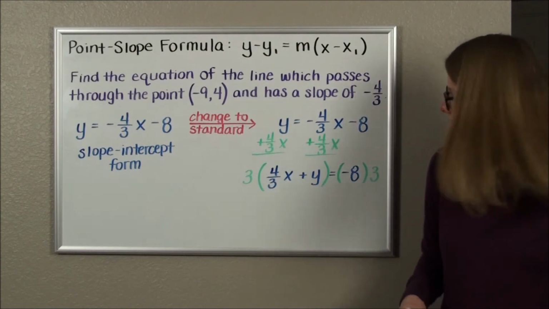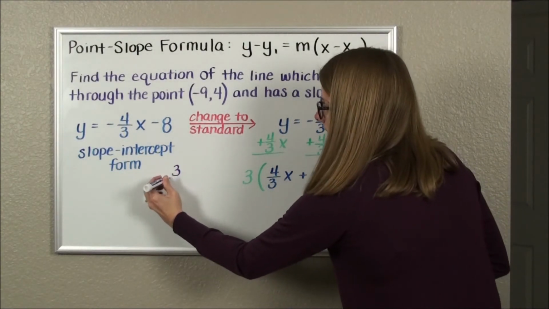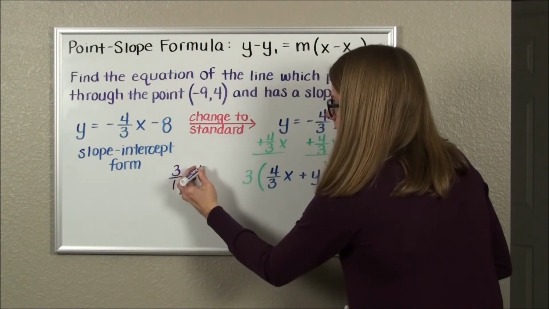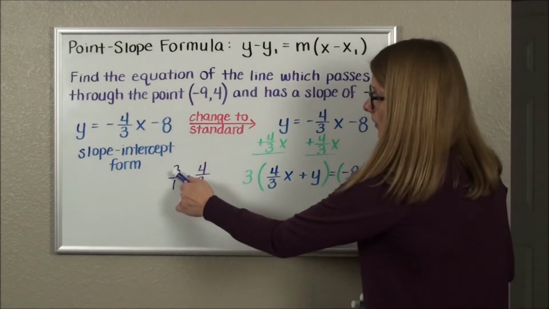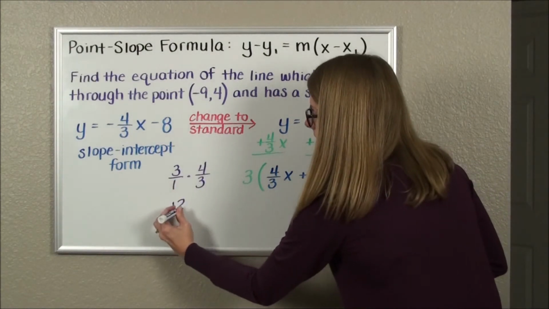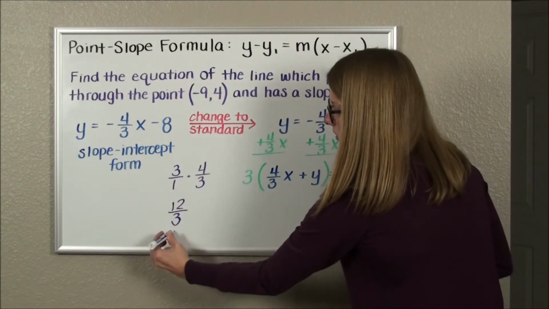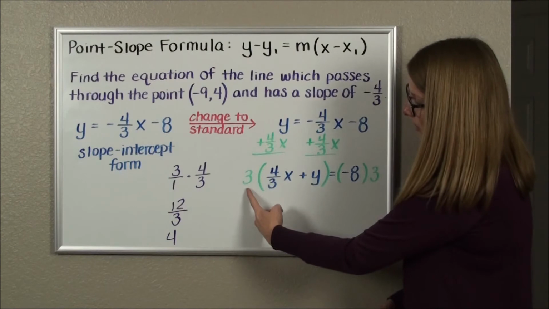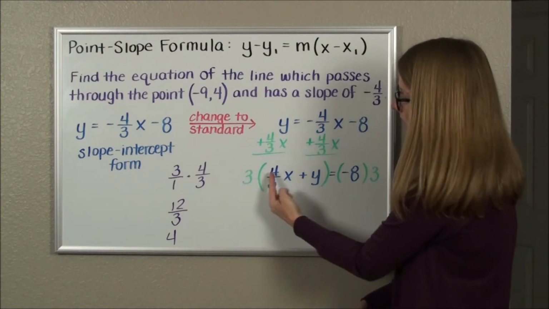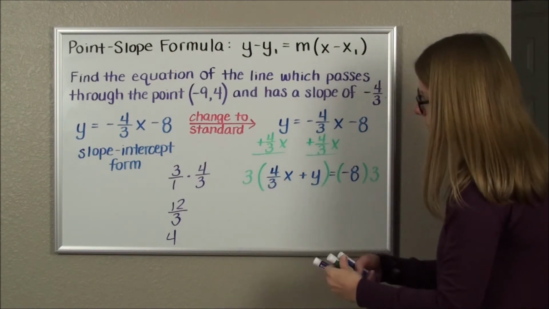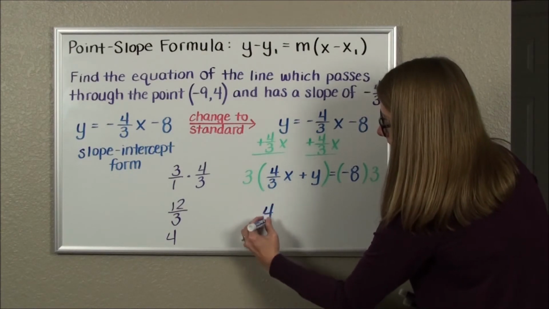When I distribute here, 3 times 4/3, let's do that off to the side. Let's write 3 as 3/1. If I multiply 3/1 times 4/3, remember we go straight across. 3 times 4 is 12. On bottom, 1 times 3 is 3, and 12/3 is just 4. So when I multiply 3 times 4 over 3, essentially those 3's are canceling each other out and I'm left with just that 4. So when I multiply 3 times 4/3 x, I'm just going to get 4x.